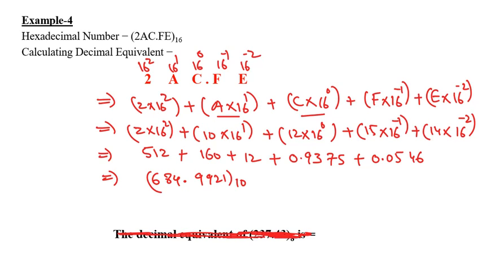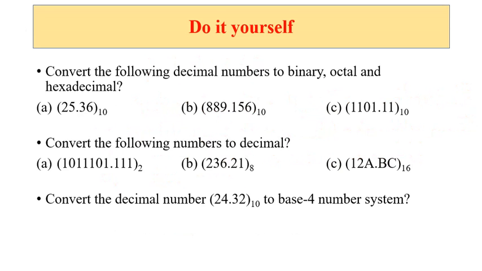So in this way, you can convert any decimal number into other base by multiplying and dividing by the base, and any number can be converted into decimal by identifying the positional value and multiplying and adding it. So you can practice these examples.